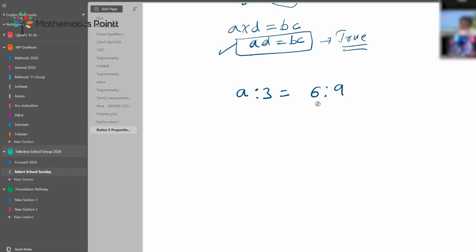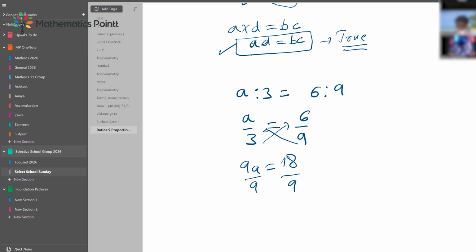Now, how did we do it? First of all, quickly convert them into a fraction. So that means A over 3 equals 6 over 9. And then my wonderful cross multiplication works. So I can say 9A equals 6 times 3, which is 18. I divide both sides by 9 to get rid of this 9 here, which means A is 2.